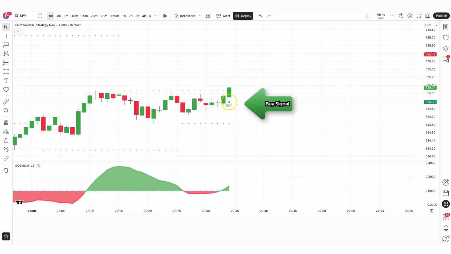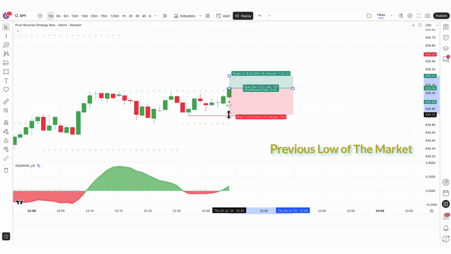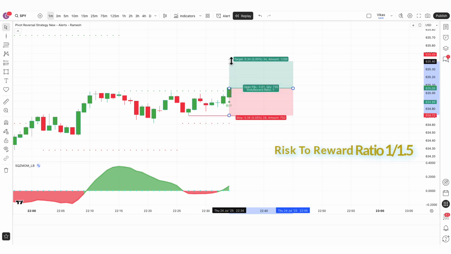When the pivot reversal indicator gives us a buy signal, when the squeeze momentum indicator shows a green area, and when the market forms a bullish candle, if this condition is fulfilled, then we will place a buy order. Our stop loss is to be placed at the previous low of the market, and the risk to reward ratio will be 1:1.5.